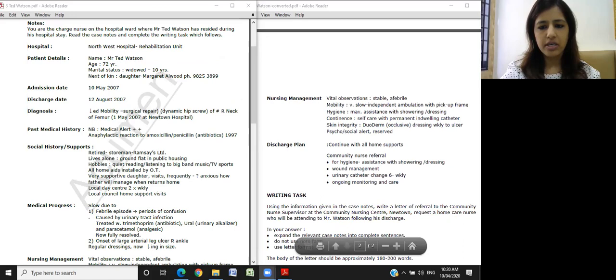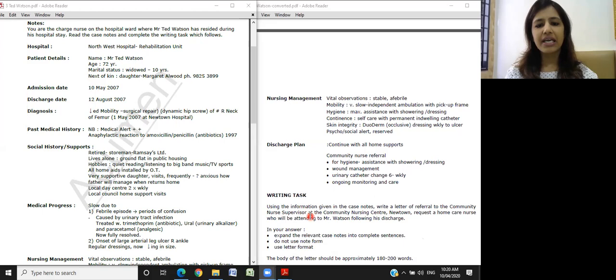Now, see, all of them are nurses, but depending on what role they play in the patient's care, the type of vocabulary you use, the type of sentences you use changes significantly. So here, they are not the community nurse. They are the community nurse supervisor, you know, the head of the community nurses. Where are they? At Community Nursing Center, Newtown.